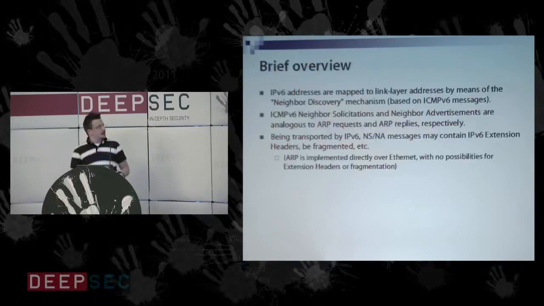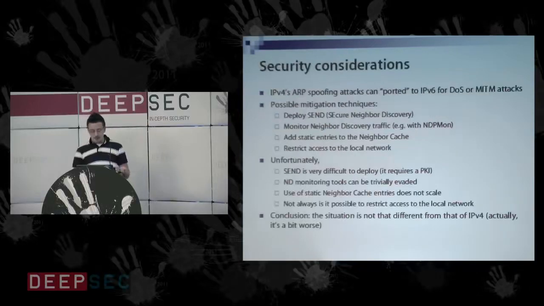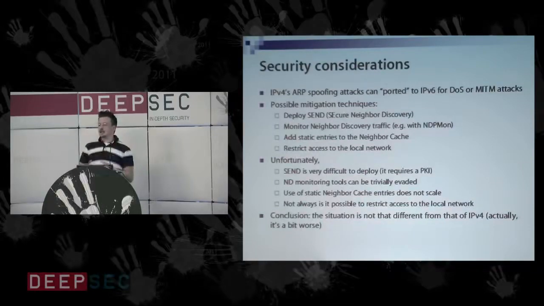A few comments about address resolution. As I said before in the summary, in IPv6, address resolution is performed with a protocol called neighbor discovery, which essentially uses ICMP version 6 messages. It's very analogous to ARP in IPv4. So essentially, you have exactly the same vulnerabilities in IPv6 that we used to have in IPv4. It is complicated a little bit because, since ICMP messages can get fragmented and can have extension headers and so on, the traffic gets more complex and it's more difficult to actually deploy countermeasures for these attacks.